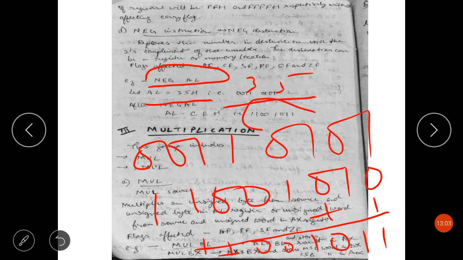So here I've written it also. So this is equal to CB. So CB will get stored in the AL. So what does this instruction do? Whatever destination is mentioned along with the instruction, the 2's complement of the content of that destination will be taken and stored in the destination only.